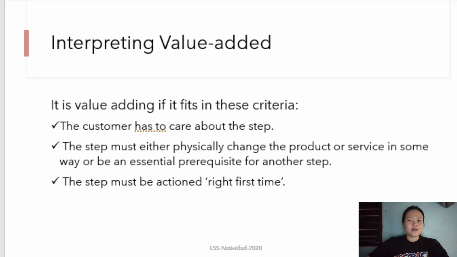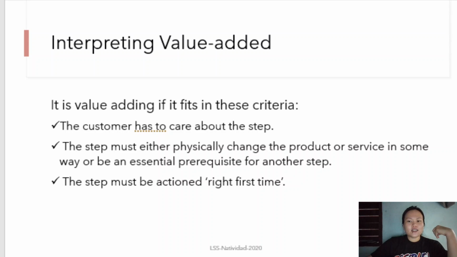Next, the second criterion is the step must either physically change the product or service in some way or be an essential prerequisite for another step. It's very common that a step is essential if it's changing the material, or obviously we see its contribution to the process. So that's what the second criterion says.